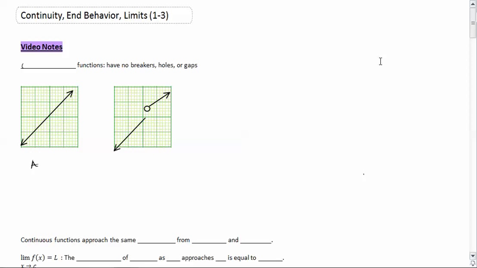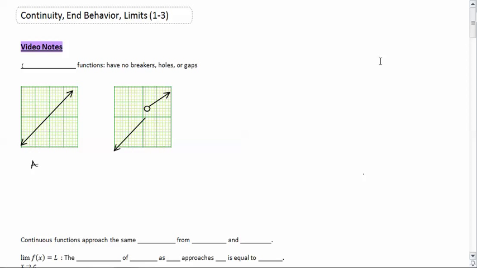This lesson is on continuity, end behavior, and limits. It's from section 1-3. So let's look at these two graphs we have here. We have two graphs. One is just a straight line, goes right through. Another one we seem to have a break in it. So we can define these functions separately.